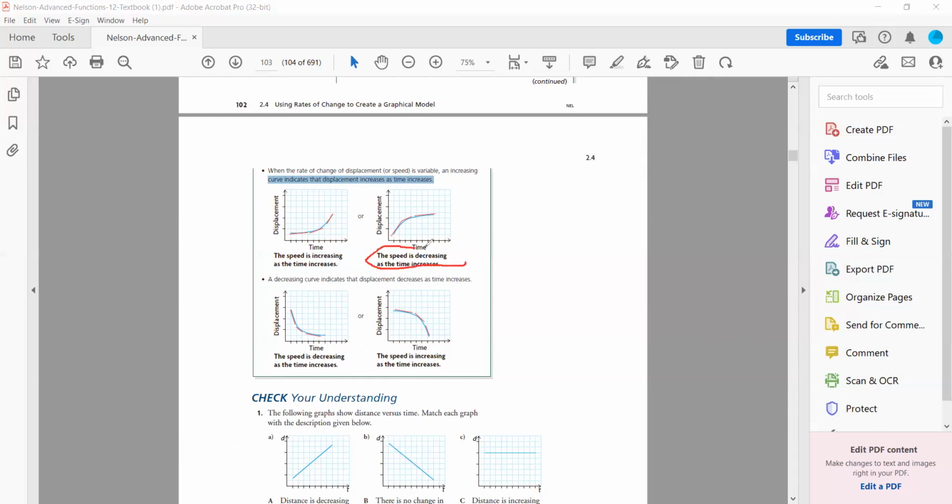The speed is decreasing as the time increases. And finally, the speed is decreasing as the time increases, and the speed is increasing as the time increases. Here we're moving away faster, here we're moving closer at less speed, here we're moving away at a faster rate, and here we're moving closer at a slower rate.